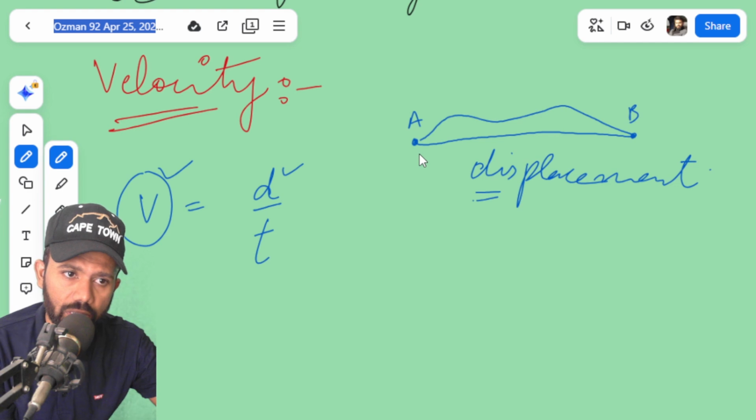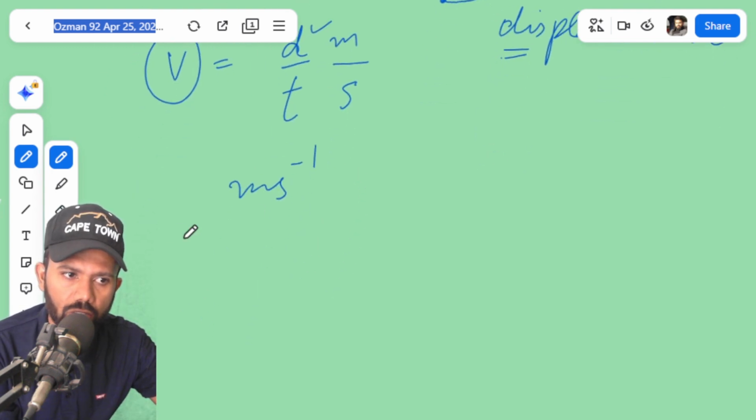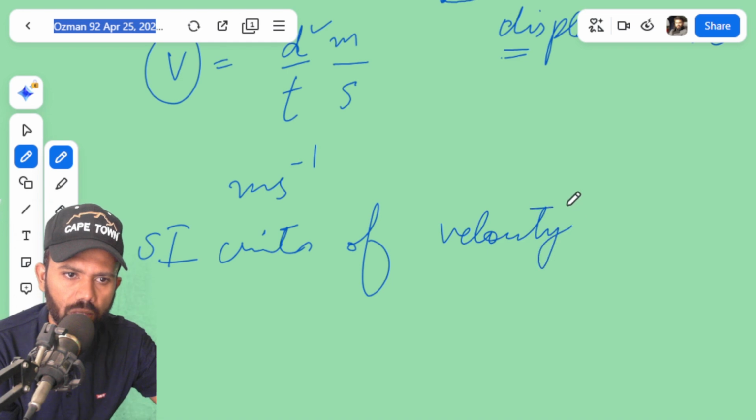So this was an average velocity, and now let's talk about the SI unit. Of course, distance or displacement is measured in meters, and time is measured in seconds, so it becomes meter per second. So the SI unit of velocity is meter per second.